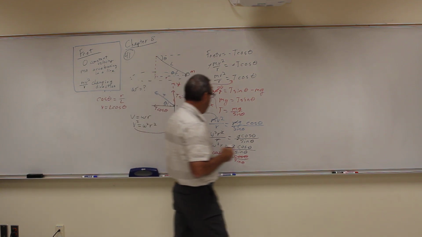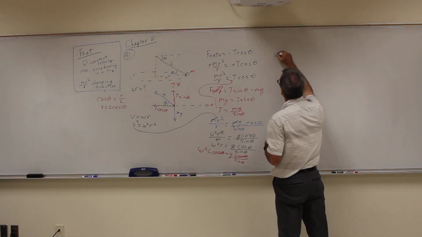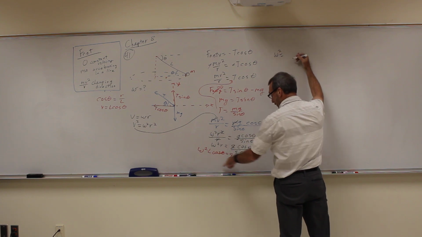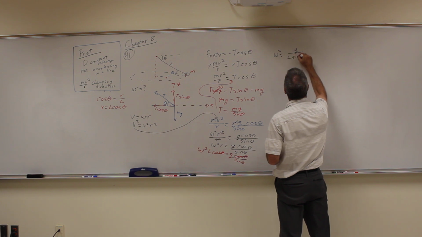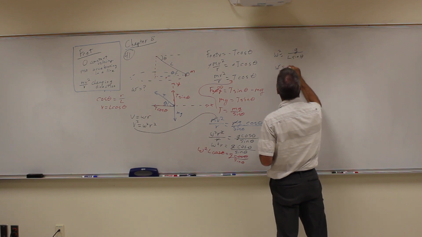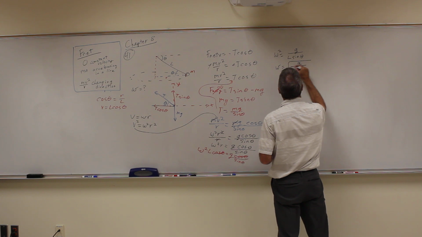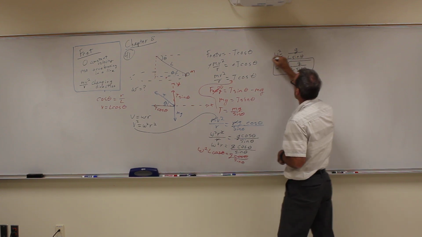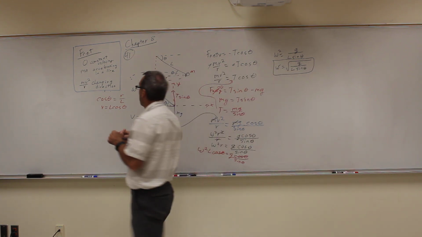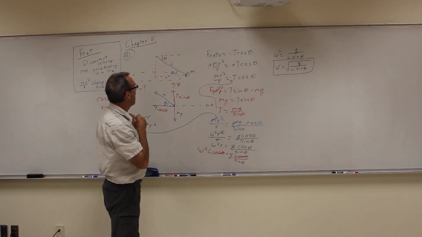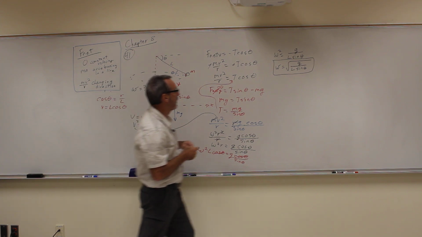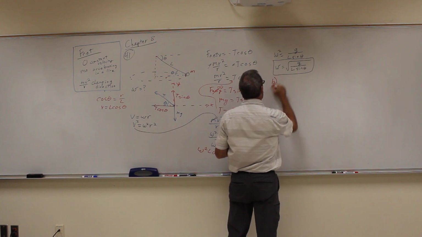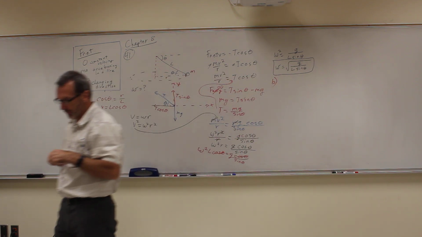Now I'm going to solve it for omega, so what I end up with is omega squared, I'm going to move the L over this side, is going to be g over L sine theta, where omega is equal to the square root of g over L sine theta. That is your answer. So we got it in terms of g, which is a constant, L, and theta. That's all we need. Now for part B, they actually ask you to plug in numbers.